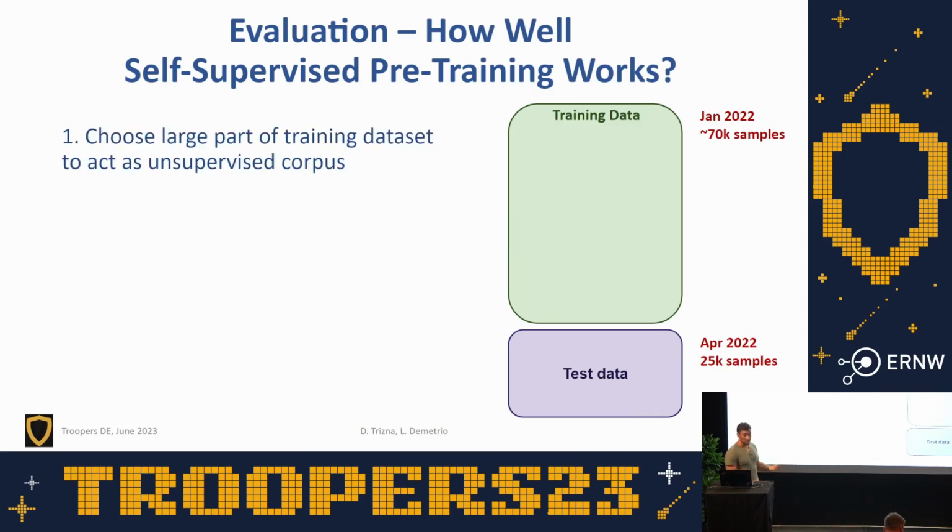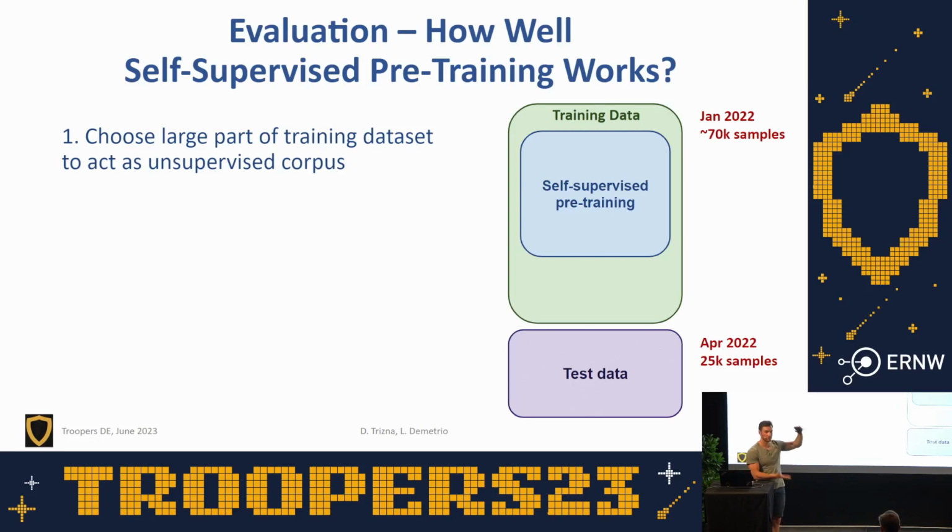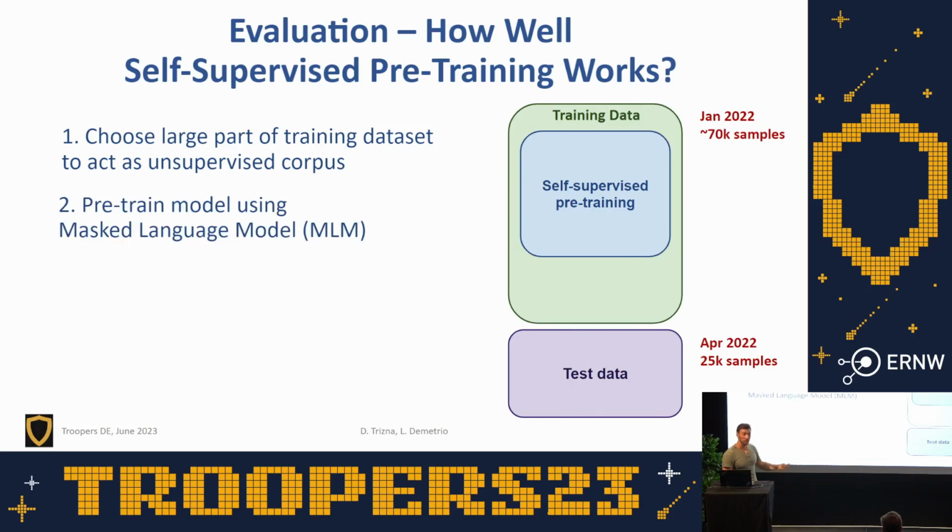And we chose a large part of the training data to be unsupervised. We strip away all the labels. We don't know if it is malware or goodware, and we try to use this large chunk of training data without any labels at all, and pre-train it using MLM. Actually, not like GPT does it, but like BERT does it, because GPT pre-training is more suitable for generative tasks.